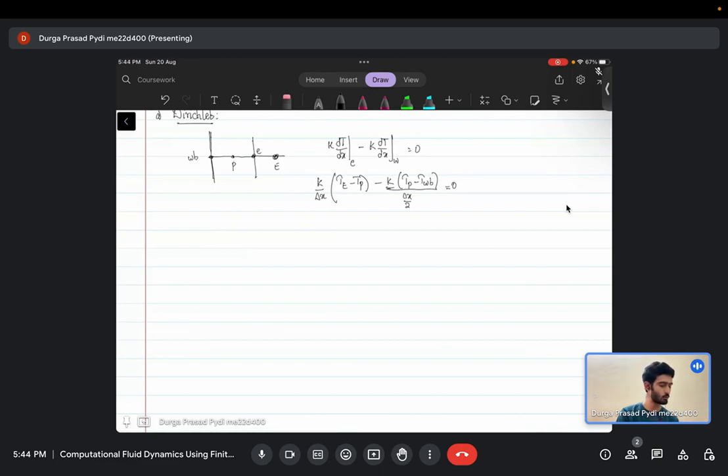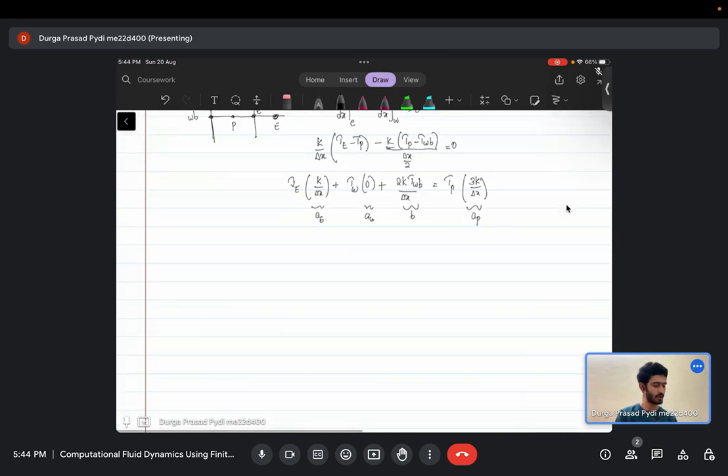So in this particular case, what will happen if you group the terms? The east coefficient is k over delta x. Now we don't have a west coefficient, this is essentially 0, and there is a b term, 2k times T_west boundary by delta x. If you group the terms for P, we have k over delta x from the east flux and 2k over delta x from the west flux, that amounts to 3k over delta x. This is my east, this is my west, this is my b term, and this is my A_P term.